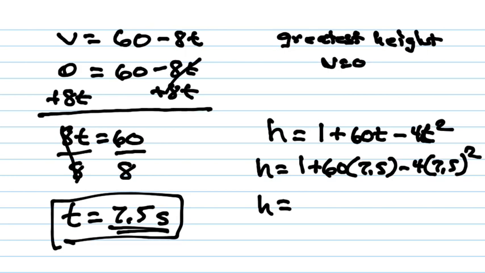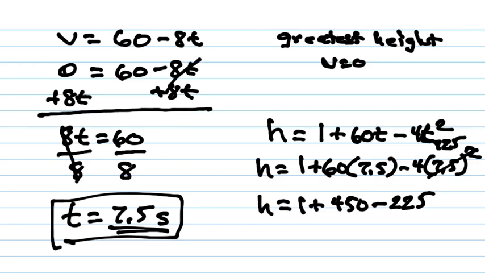You do the math. 60 times 7.5. I'm always going to make y'all do the math, by the way, because I've got a degree. 450. Okay. That's going to be negative. 7.5 squared is 56.25, and then times 4 is 225.